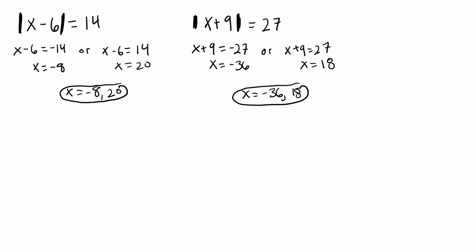Okay, so you try this one. Absolute value of x minus 10 equals 64. So pause the video and see if you can get that one.